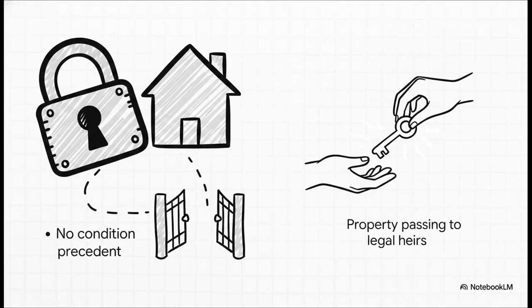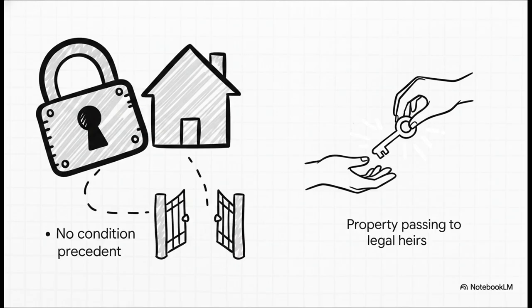Next, you need to break down the features sequentially. No condition precedent. Creates present and fixed right. May be enjoyed later, but ownership exists now. And not defeated by death of transferee. Listing these distinct points sequentially demonstrates a highly structured legal mind to the KSLU examiner. Please do not write a messy paragraph. Bullet points force clarity.